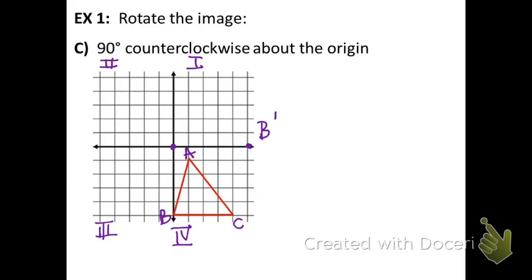Okay, we're going to move A next. So A here, we have to go 90 degrees. That looks like about a right angle, and this distance has to match that distance there, so that will put A prime right there.